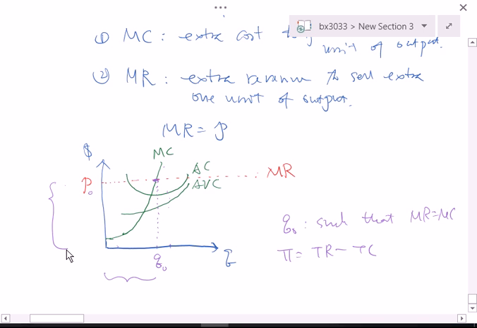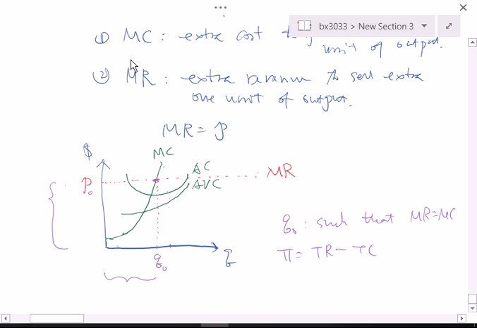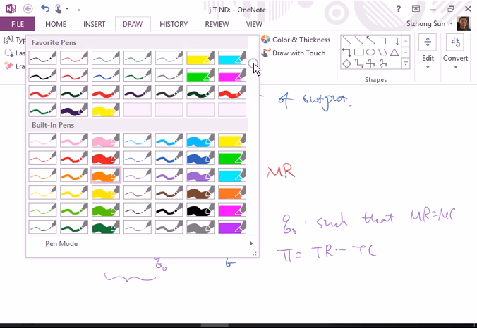the total revenue will be this rectangle. Let me use orange. Okay. Total cost. Where's the total cost in the picture? Let me use red.